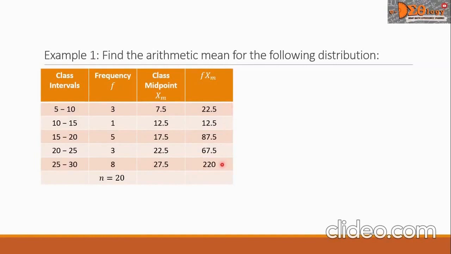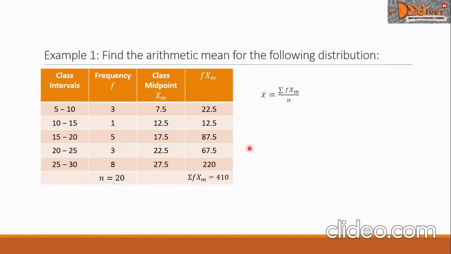The next step is we're going to take the summation, or we say we will add all these numbers and we will put the sum here. And that is the summation of f times x sub m. And the value is 410.